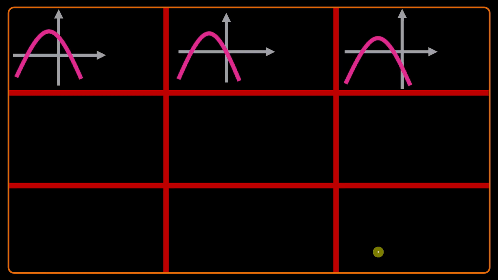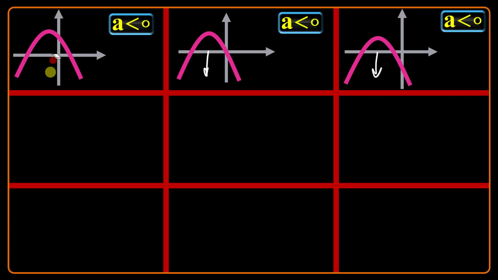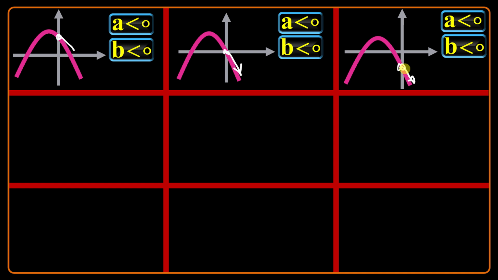Look at these three cases. About A, they are all concave down, opening down, so A must be negative. About the B, check the vertical axis when the parabola crosses the y-axis. Here it's descending, here is also descending, here is also descending, so B must be negative.